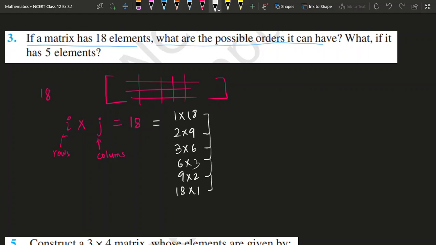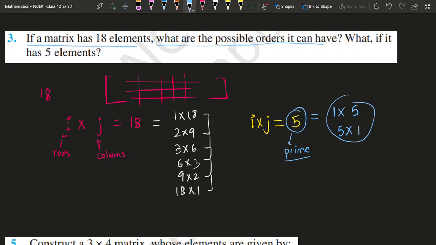Second, it asks, what if it has 5 elements? So if it has 5 elements, you have to write i times j is equal to 5, and you have to find i and j. So 5 can only be written as either 1 times 5 or 5 times 1. You cannot find any other numbers other than 1 and 5 whose product is 5, because 5 is a prime number. No other numbers other than 1 and itself divide it. So these are the orders that the matrix will have.